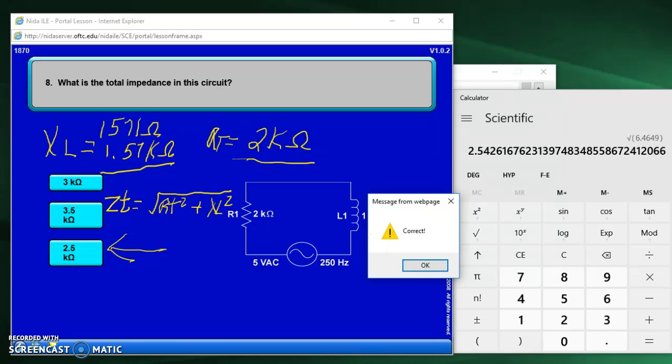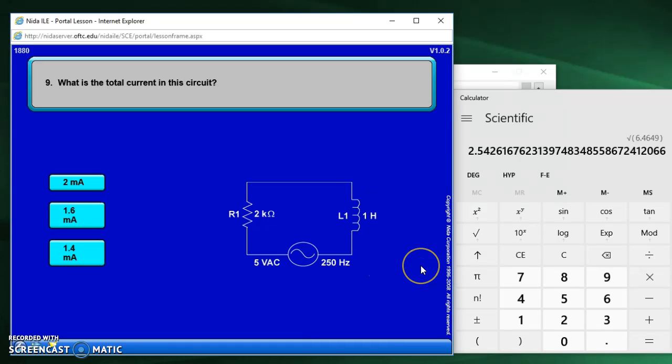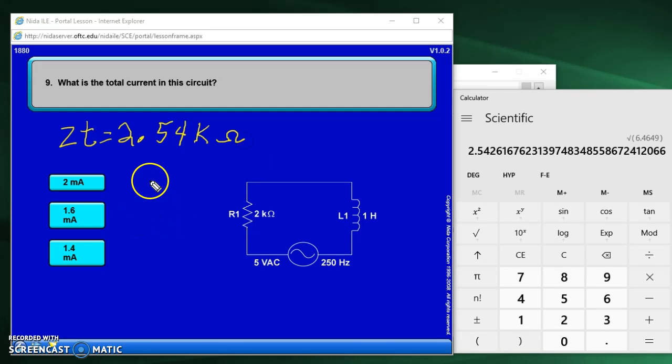So let's get rid of this stuff and let's move on. Now we've got the same values. We remember a few of our things here, and that was basically we remember our ZT because it's still on our calculator over there, thankfully. So ZT equaled 2.54 K ohms.